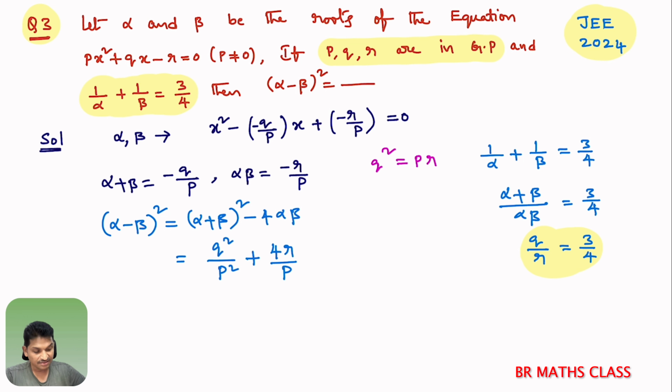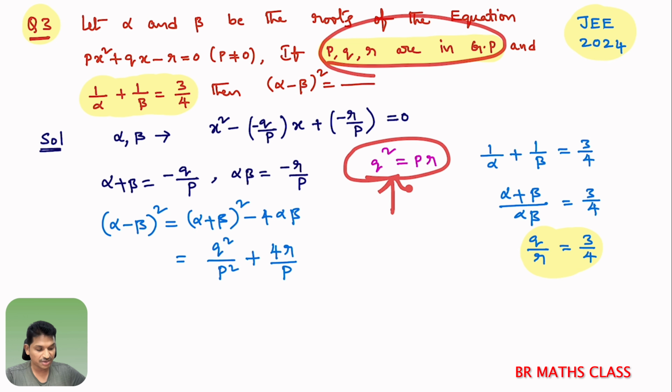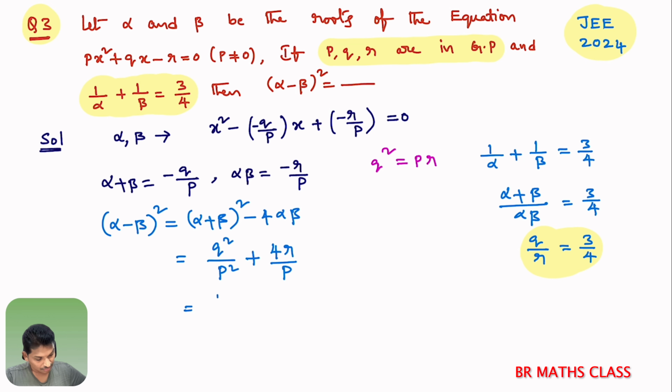As they have given p, q, r in geometric progression, I know q square is pr. So in place of q square, I'll write pr. So this is pr divided by p square. So one p will get cancelled. If you simplify this, p is the LCM. What will you get here? This is nothing but 5r divided by p.